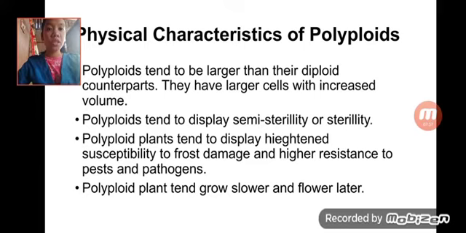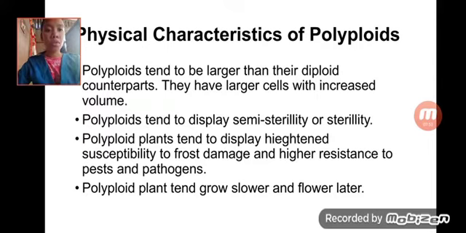So let's proceed to the physical characteristics of polyploids. Polyploids tend to be larger than their diploid counterparts. They have larger cells with increased volume. Polyploids tend to display semi-sterility or sterility.